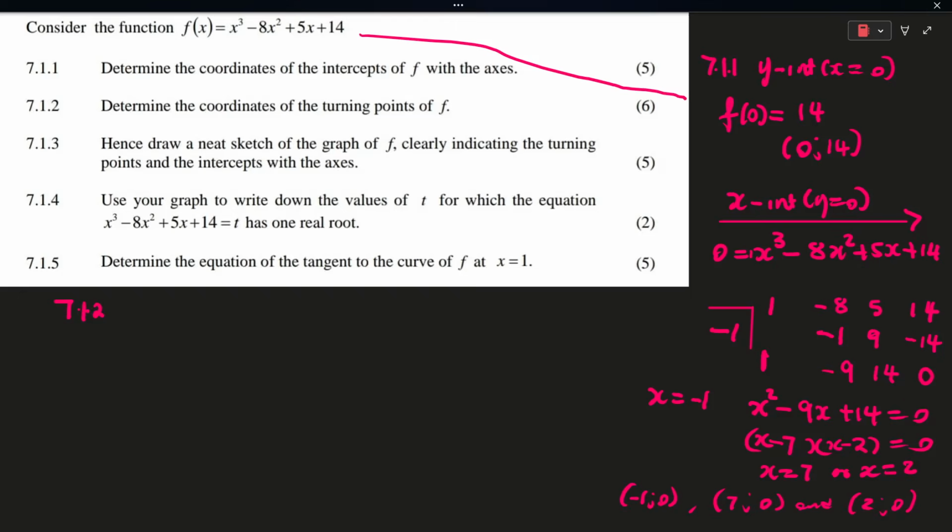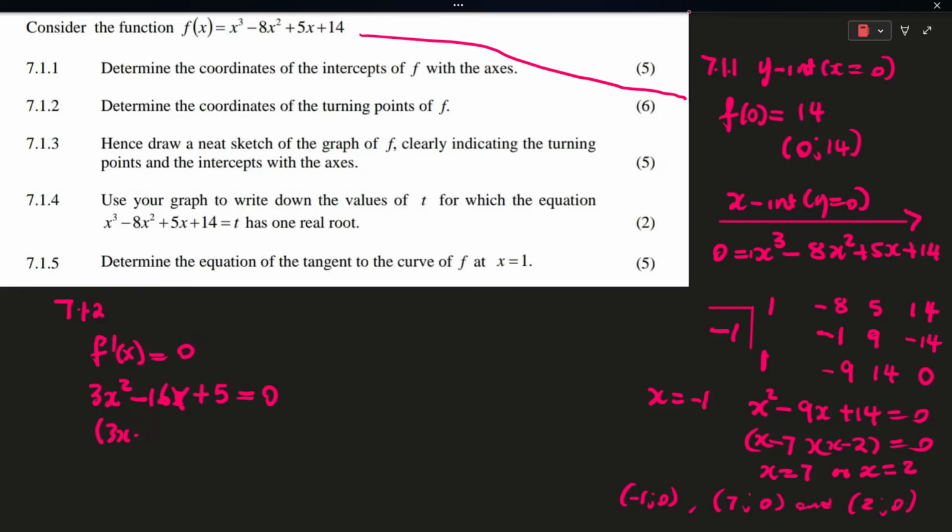7.1.2. What is it that we can do? Determine the coordinates of the turning point of f. For the turning point, remember, f derivative of x is equal to 0. Let's differentiate up there. It's going to be 3x squared minus 16x plus 5, which is equal to 0. This is what we're having. Let's try to factorize this.